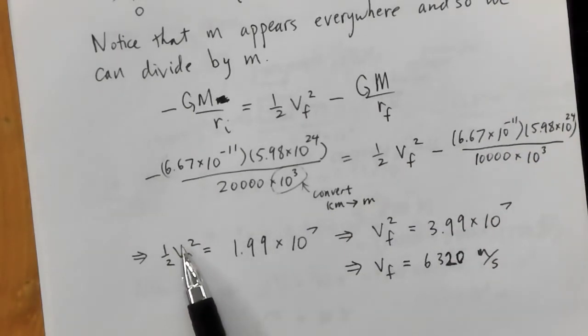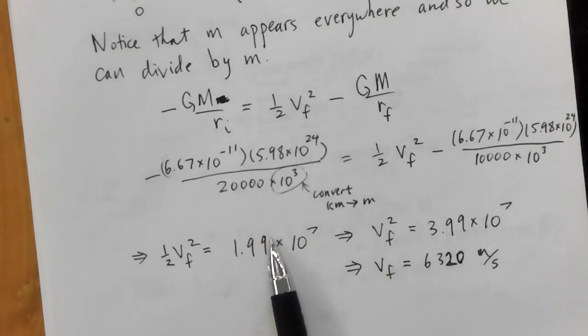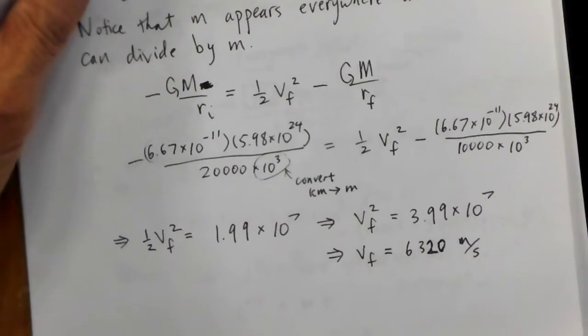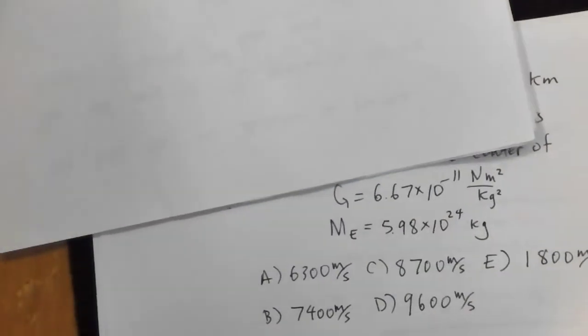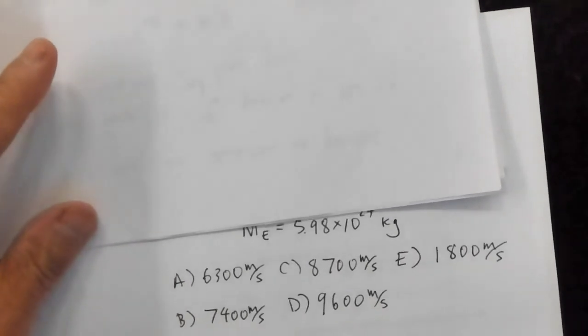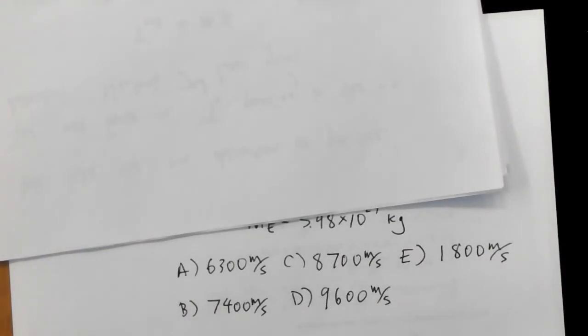Then we get 1/2 v final squared ends up being 1.99 times 10 to the 7th. v final squared is 3.99 times 10 to the 7th. And v final ends up being 6,020 meters per second. Okay, so the correct answer is A. You can click that in for credit if you want.